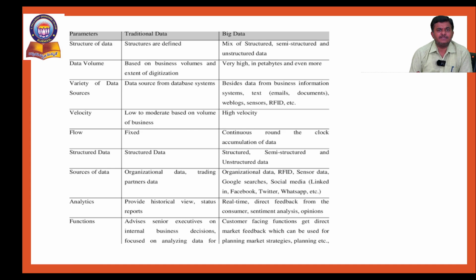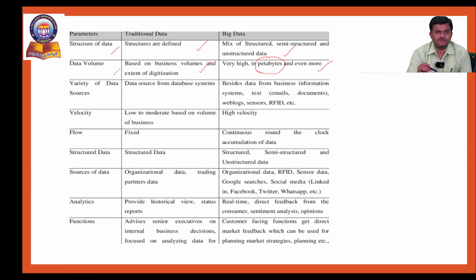So we'll see some more things here. Some parameters: structure of data. In traditional data, structures are defined, whereas in big data there will be a mixture of structured, semi-structured and unstructured data. Data volume is based on business volumes and the extent of organization digitization; the data size depends. But in big data, it is very high, even in petabytes and more.